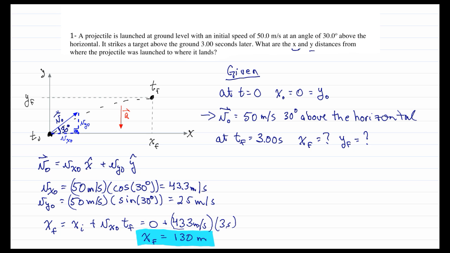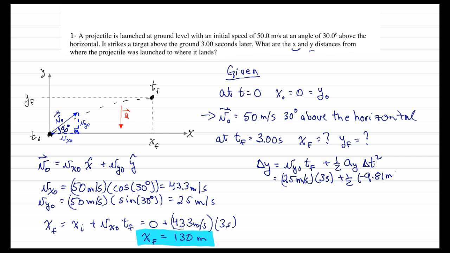In the y direction we have motion with constant acceleration. So our change in y is equal to our initial y velocity times our time interval, which is tf, plus 1/2 ay times delta t squared. Okay, now we just plug in our numbers. Our initial velocity is 25 meters per second, our time interval is 3 seconds, plus 1/2 times negative 9.81 meters per second squared, that's the acceleration due to gravity, times 3 squared.